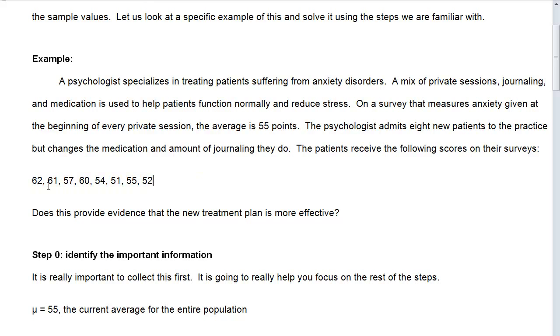And so looking at this, you may go, wow, that seems pretty good. Does this provide evidence that the new treatment plan is more effective? Because if it is, all the patients should then go on this new medication and change in the journaling schedule.